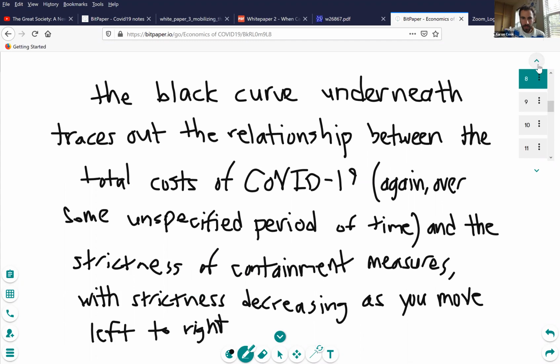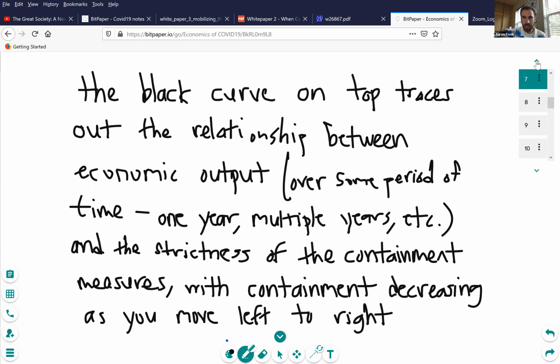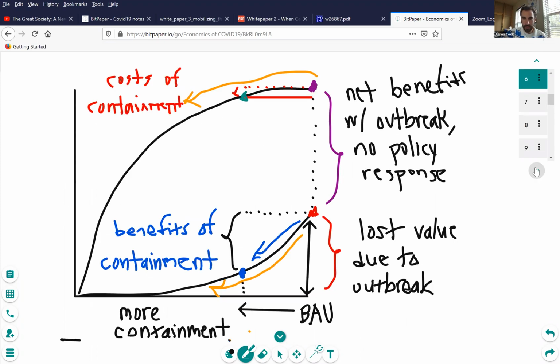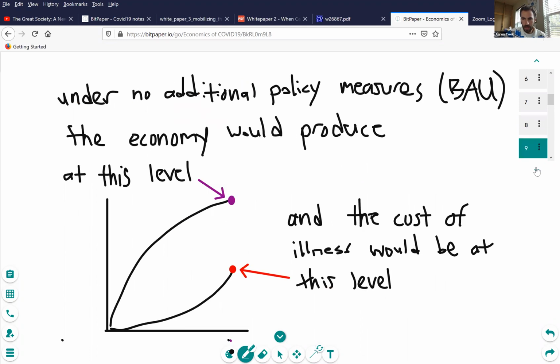Yep, so I just have some descriptions of what those curves are. You can follow along with that on the PDF. I believe that's currently available on Canvas.